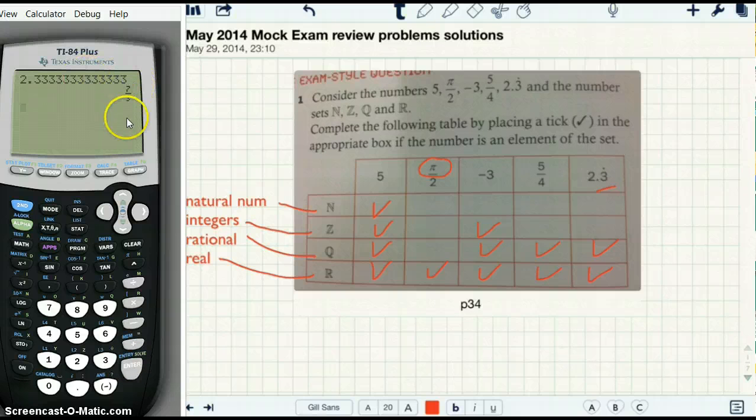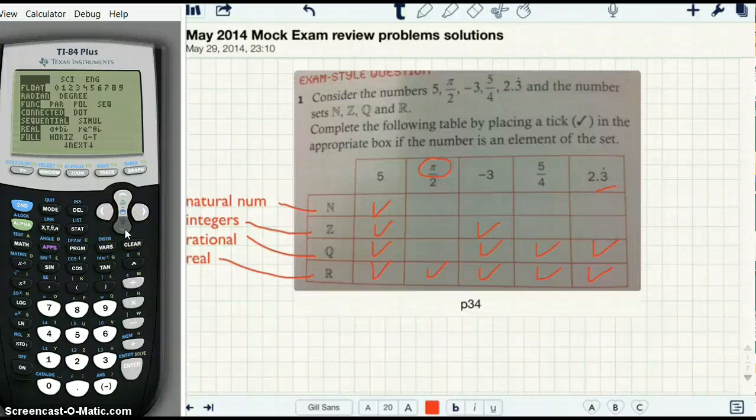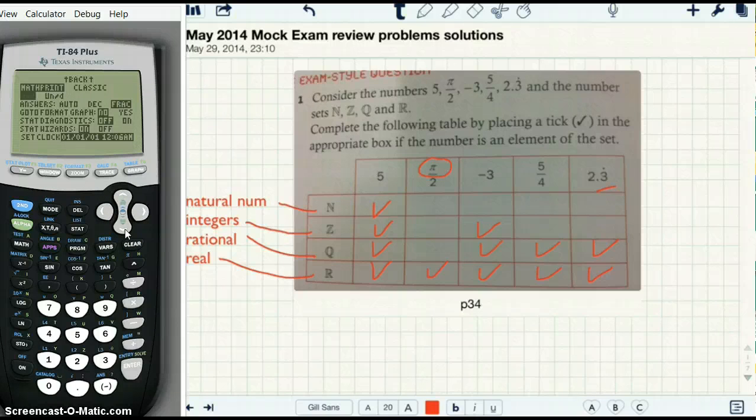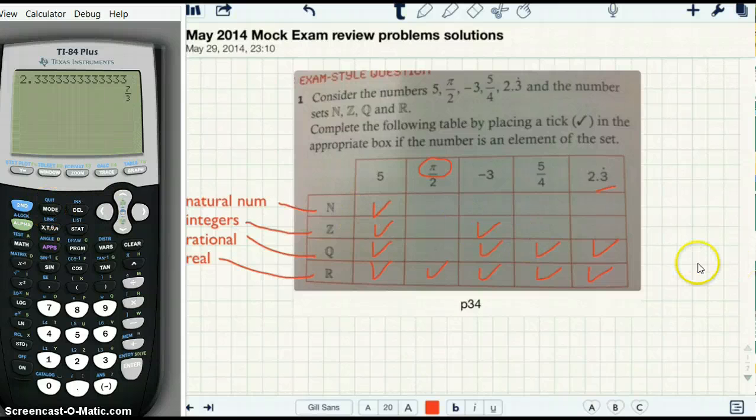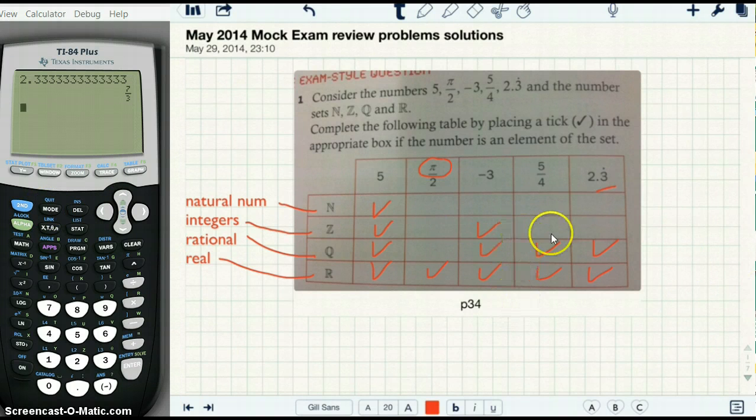Okay, I put enough digits so that I fooled the calculator into thinking this was forever, and it showed me that it's 7/3. Okay, and then to go back to the normal mode, I just press mode. And then I go down to where it says auto decimal fraction. I'm going to put it back in decimal. Okay, so that was the problem from page 34.